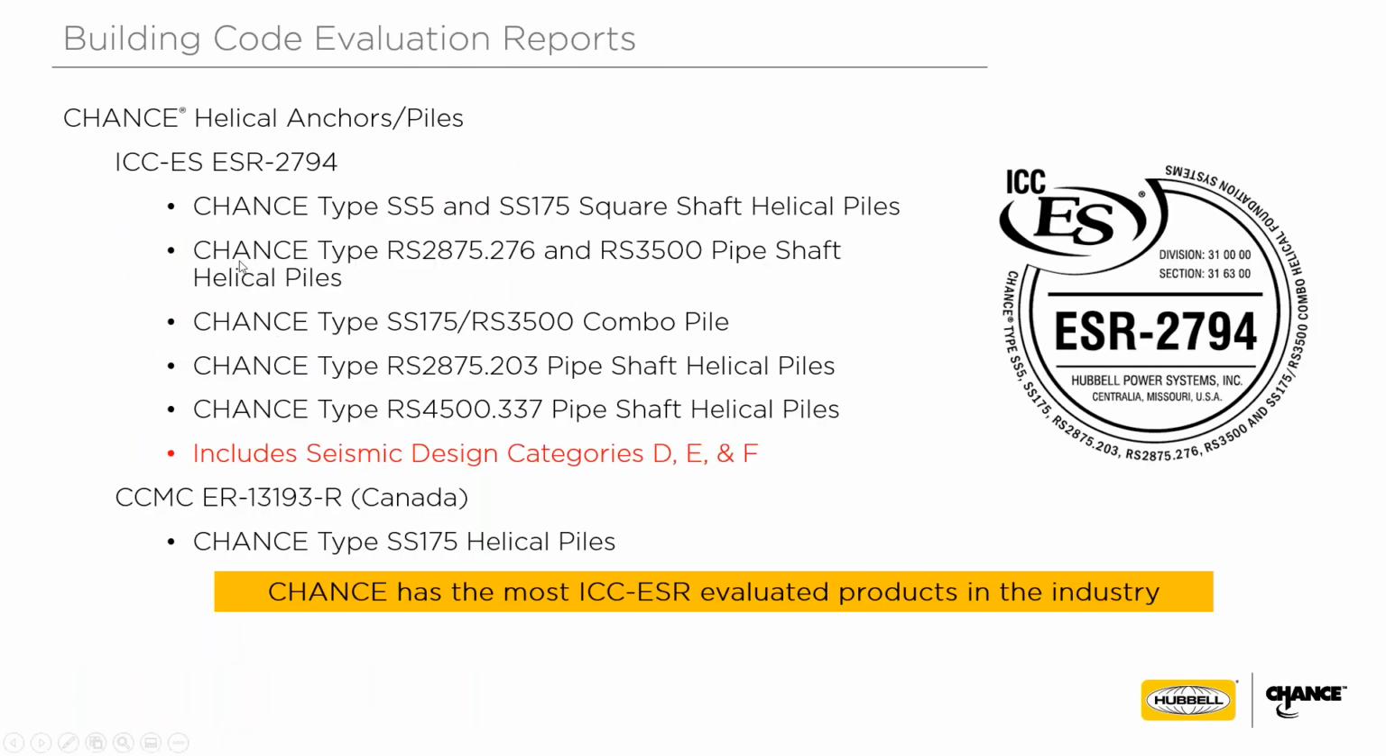So here's an example of the different pile types that we have evaluated. A couple of different square shafts, pipe shafts up to the 4.5-inch, and I mentioned that we've recently added the seismic design categories D, E, and F. And we do have the most evaluated products in the industry, at least in the North American industry or markets.